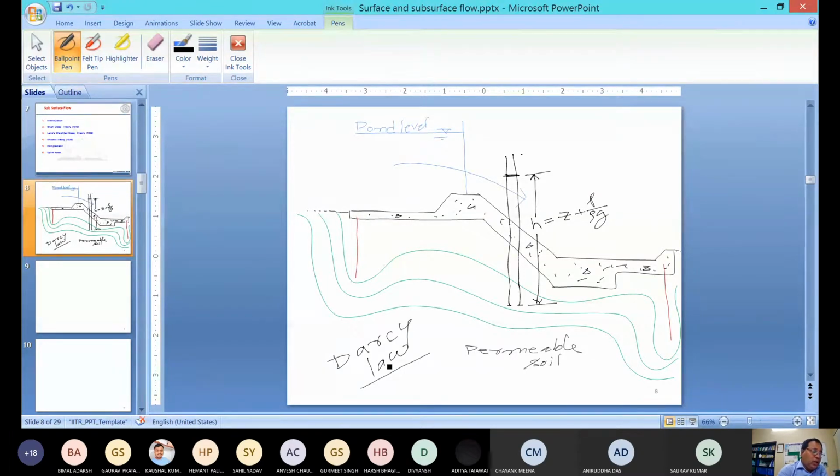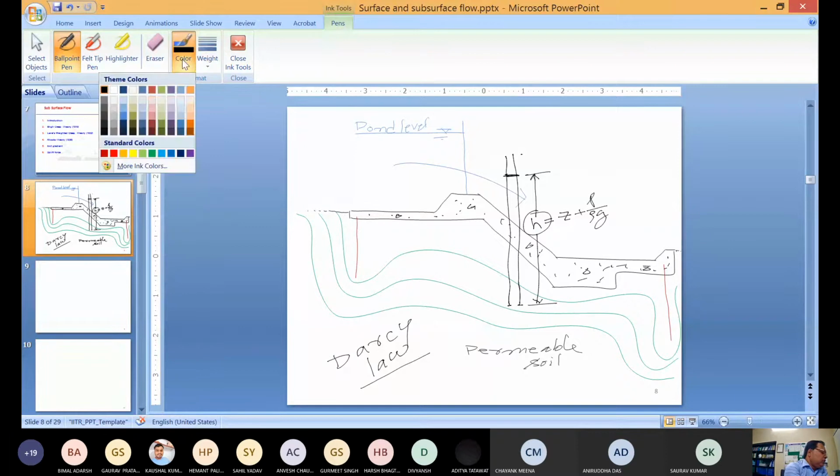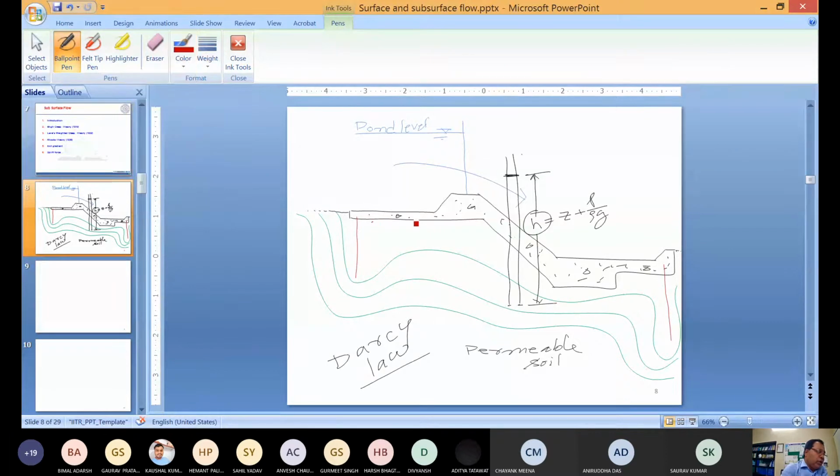Now, if we know this H below this structure, because our concern is this, let us say we want to know this H at this point. This means that over this surface, below this surface, a force gamma W H, where gamma W is the unit weight of water, will act in the upward direction.